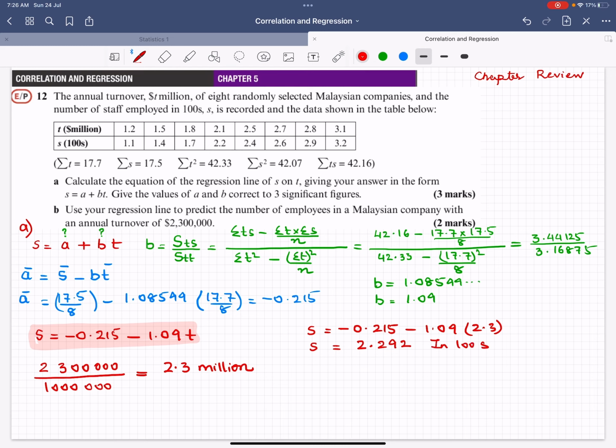So if we want to write our answer and we need to write the exact number of employees, so we can multiply the number 2.292 into 100 to find the number of employees, and we get 229 to 3 significant figures. So we have to be careful about the fact that number of employees is given in hundreds and the annual turnover is given in millions.